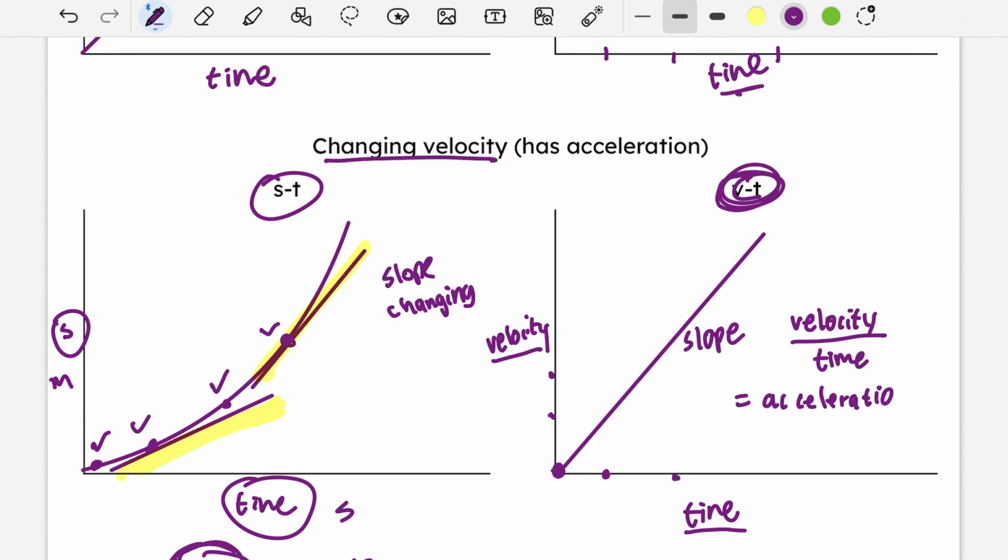The other thing to notice there is the units. For the slope here for acceleration, well, velocity is measured in meters per second, time is measured in seconds, so acceleration is measured in meters per second divided by seconds, which is meters per second squared, how velocity changes over time.